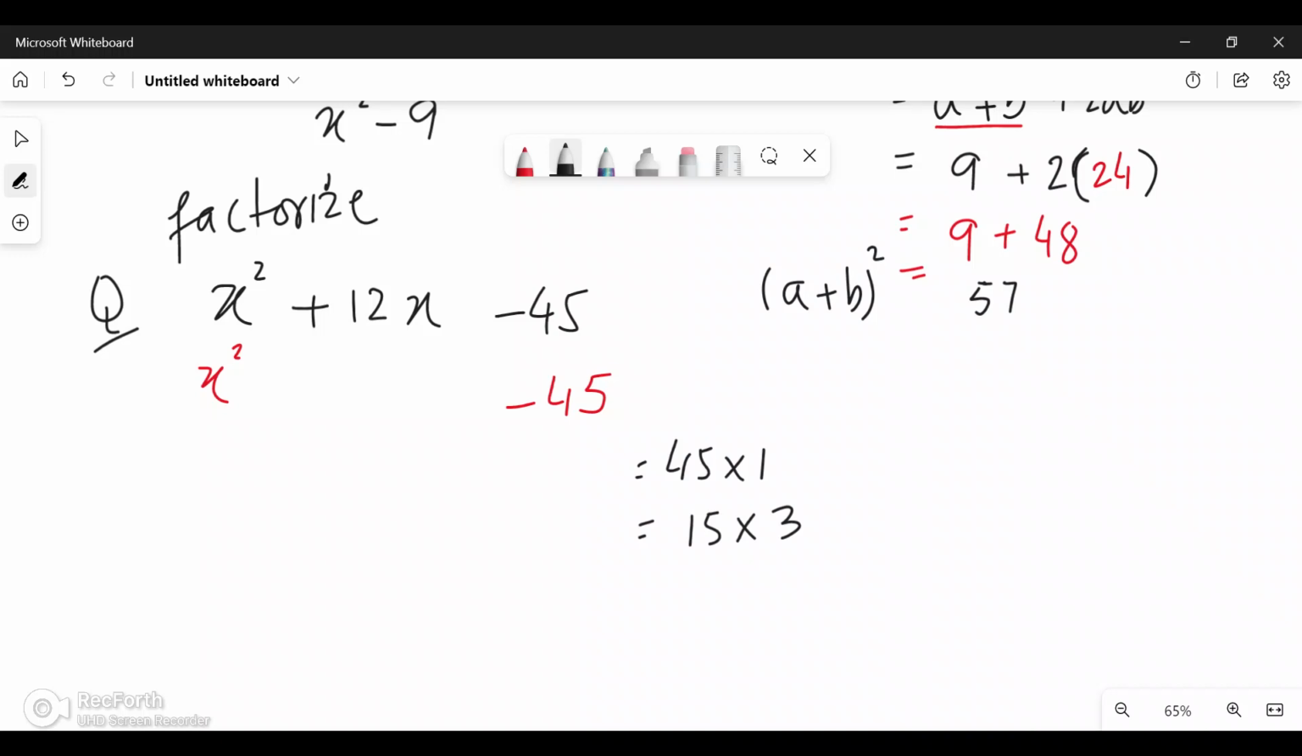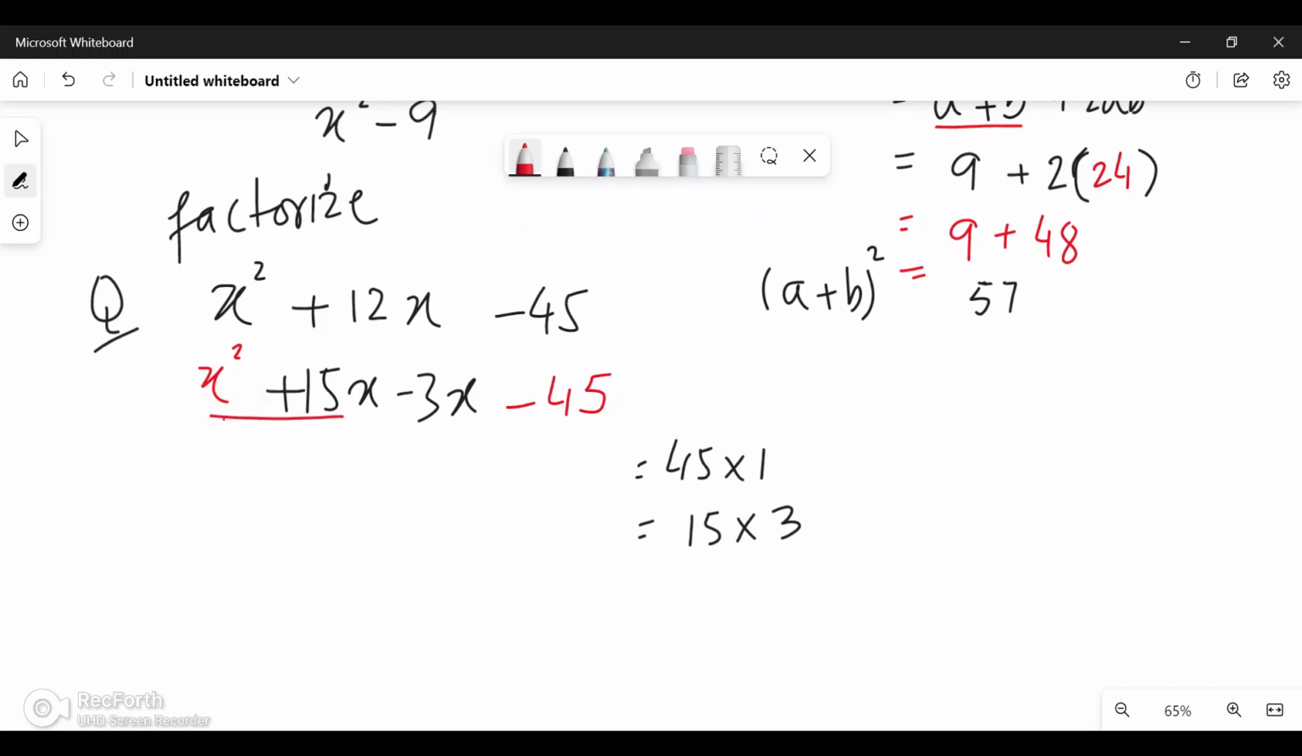So if I multiply 15 with 3, it will be 45, and when I subtract 15 and 3, you will get 12x. So these are the factors which we are going to use here. I will write 15x negative 3x. So in this way we will break the middle term.